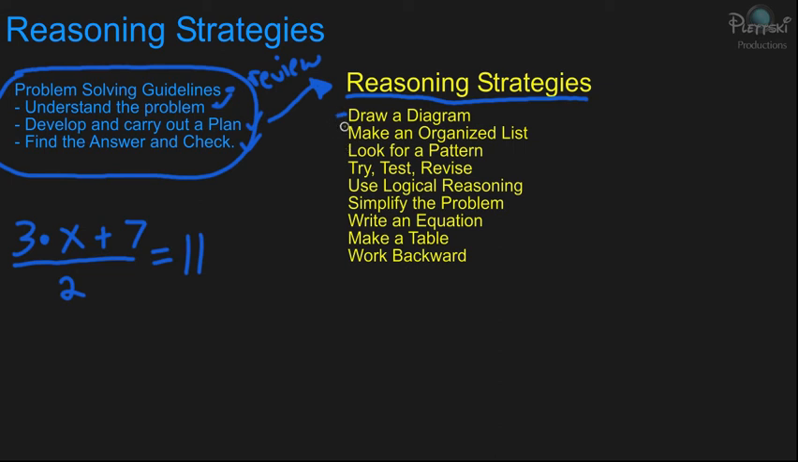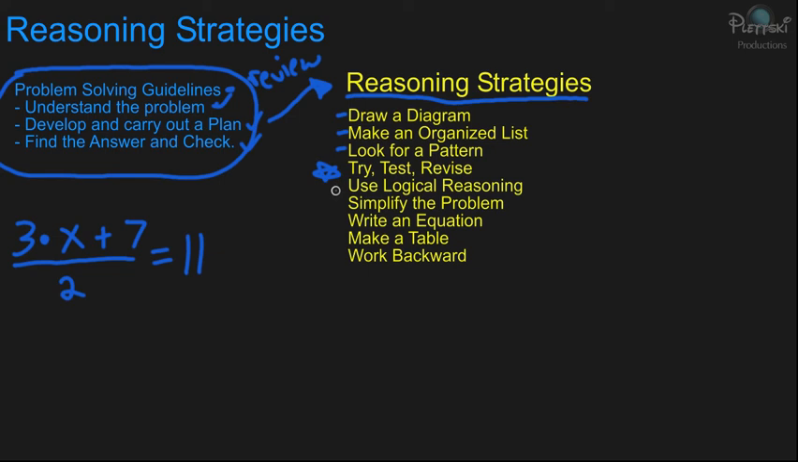Another way is to make an organized list. You can take all the information that's given and organize it, and maybe then you'll be able to see the solution. You could look for a pattern. Sometimes there's patterns in the problem, and you'll be able to predict or tell what the answer is going to be. And the one we're going to explore today is the try, test, and revise. Sometimes you can try an answer first, test it, and then based on the answer, if it's not giving you the solution you want, then you can revise it and repeat, try, test, and revise again.